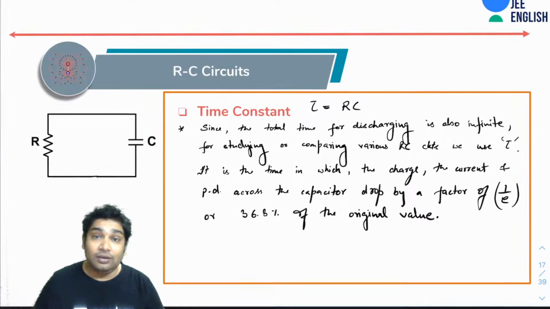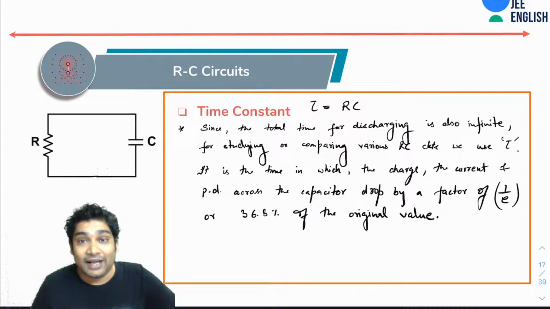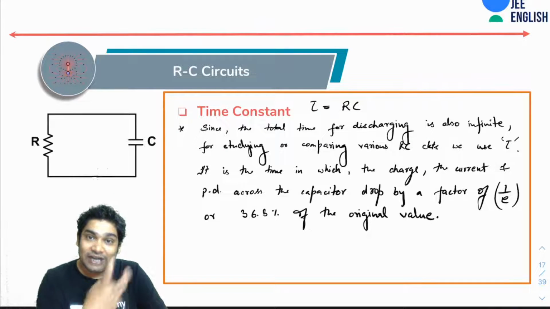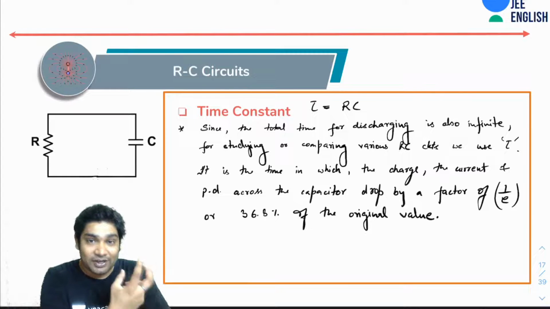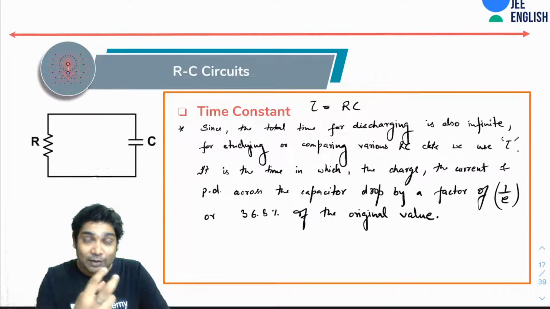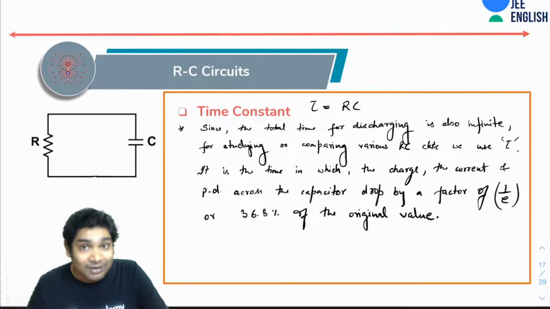So again, as I said, for studying these circuits, instead of using a term like half-life, we use a term like time constant. It is a very similar concept to half-life. When you start with, let's say, X number of radioactive molecules, after one half-life you would be left with X by 2. After another half-life, this X by 2 would become half, and after another half-life, this would become half.